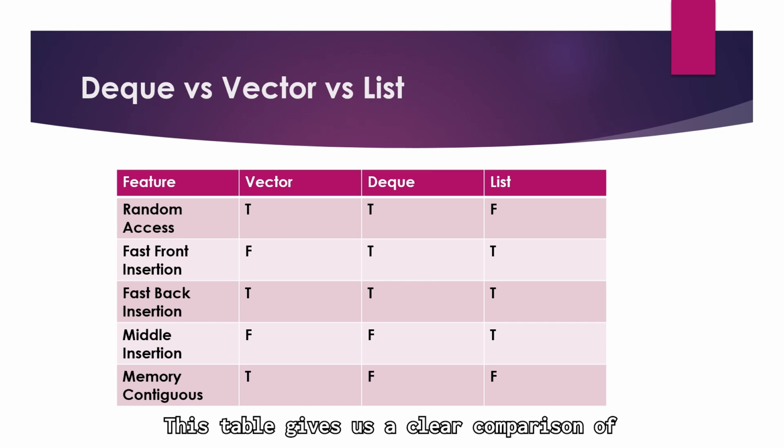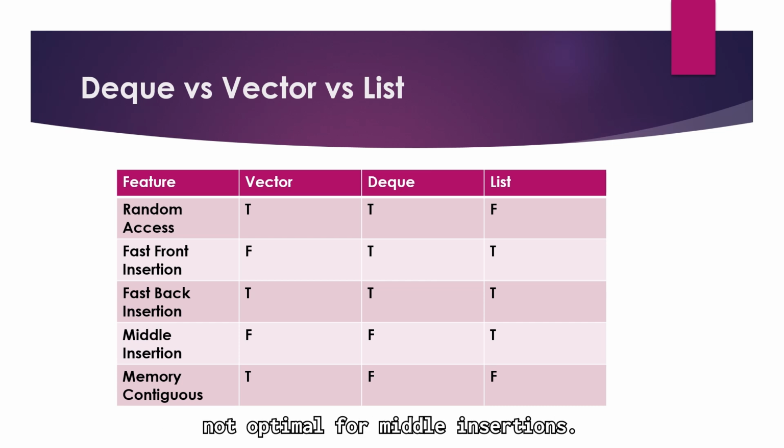This table gives us a clear comparison of vectors, lists, and deques. Vectors provide fast random access and are efficient for back insertions, but struggle with insertions at the front. Lists excel at front, back, and even middle insertions, but don't support random access. Deques sit right in the middle. They offer random access and are efficient at both ends, but not optimal for middle insertions. Also, unlike vectors, deques don't store elements in contiguous memory blocks.